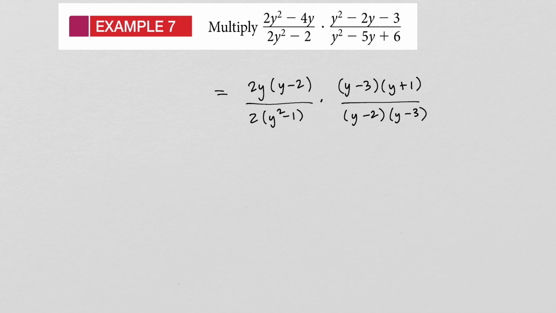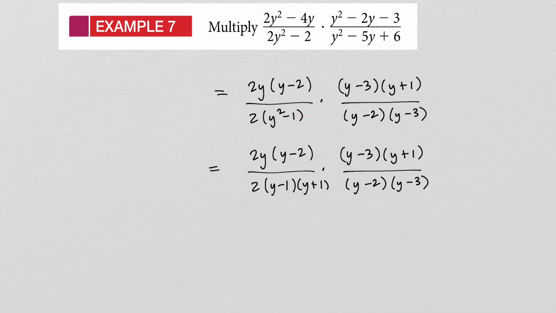And then I could start canceling, but I want to point out that there is one little bit of factoring left to do down here, right? When I pull the 2 out of here, I get y squared minus 1. This is the difference of 2 squares, so that can be factored. All right, and then now we can start canceling out. So I have a y minus 2 up here, which cross cancels with the y minus 2 down here. I have a y minus 3 canceling out here. Y plus 1 canceling out here. And then 2 and 2 cancel.